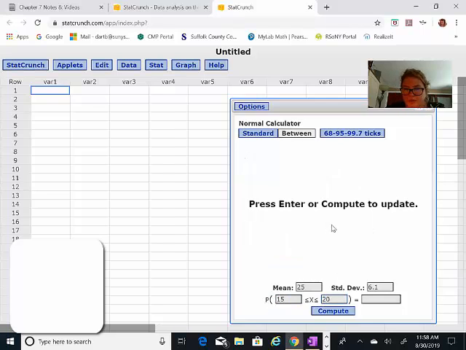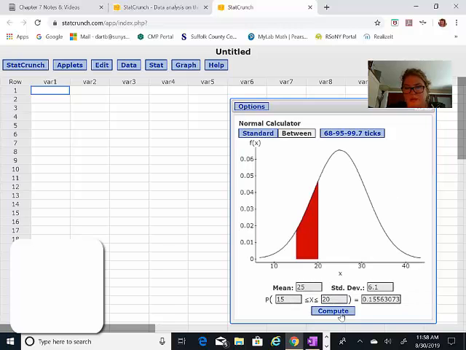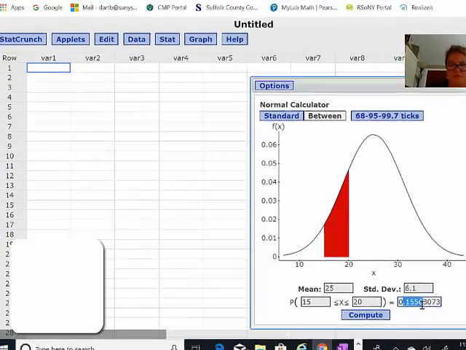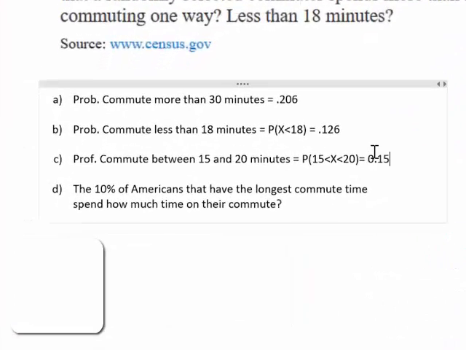Notice again the picture went away. We put in the endpoints that we want the probability for. We click compute. It shows the area between those two values. Notice it gives you a number line on there. And so we have 0.156, approximately, to 3 decimal places. And so that one's 0.156.